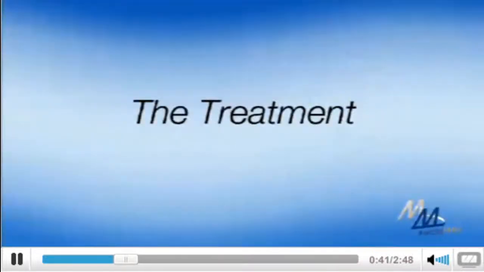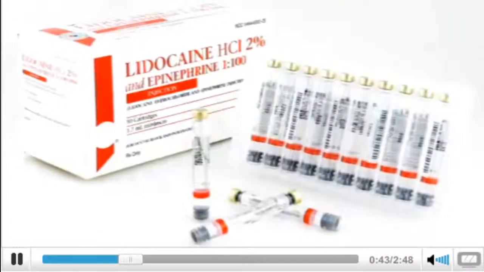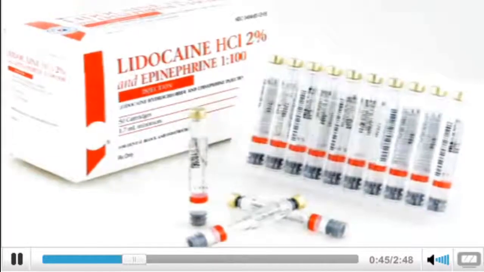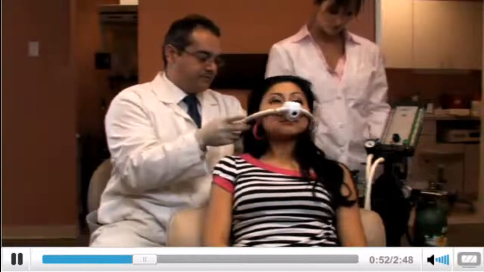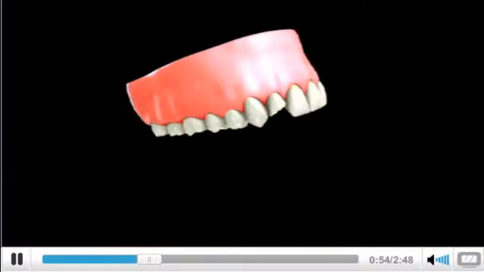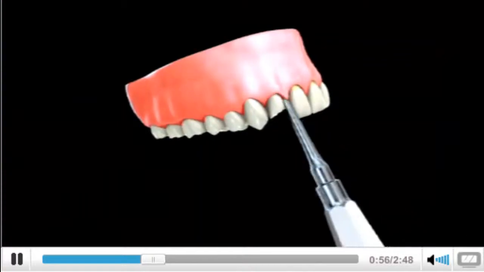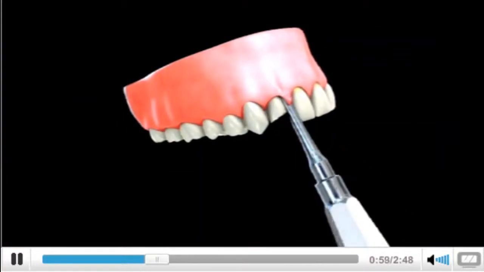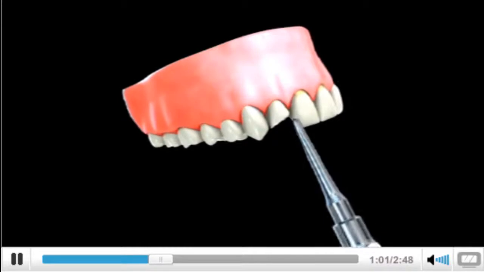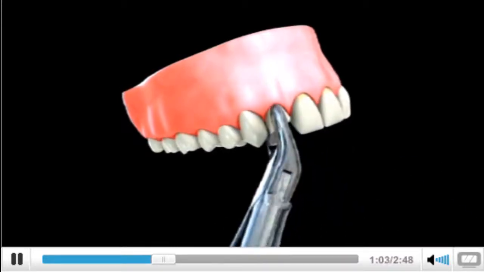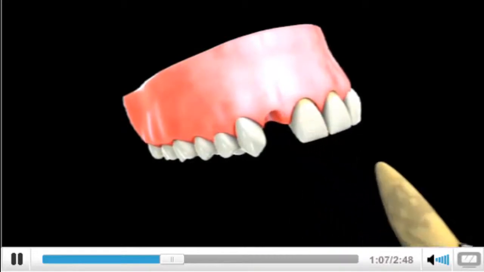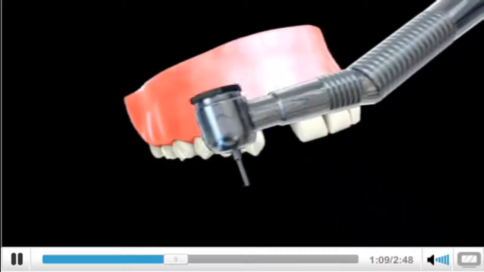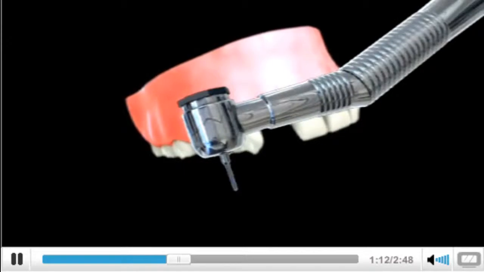So here's how an extraction is done. First, a local anesthetic is applied to make the procedure more comfortable. In some cases, your dentist will elect to use nitrous oxide gas in addition to the anesthetic. Once the area is numb, the extraction begins. A dental instrument, called an elevator, is used to wiggle the tooth in its socket. After the tooth is loosened, it is removed using forceps, or in some more complicated cases, a surgical handpiece is also used to assist with the removal of the tooth.